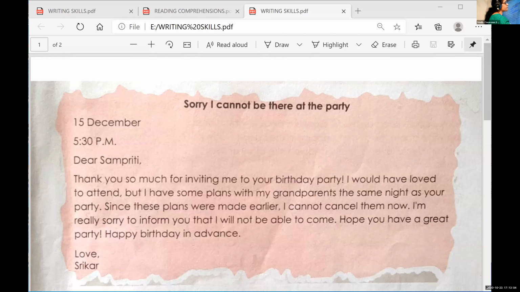And after that, Raika, can you read that message? What that person has written? Sampriti is the name of the girl who is celebrating the birthday. So, the person who got the invitation is writing a message to the birthday girl. Please read that. Yes, ma'am.